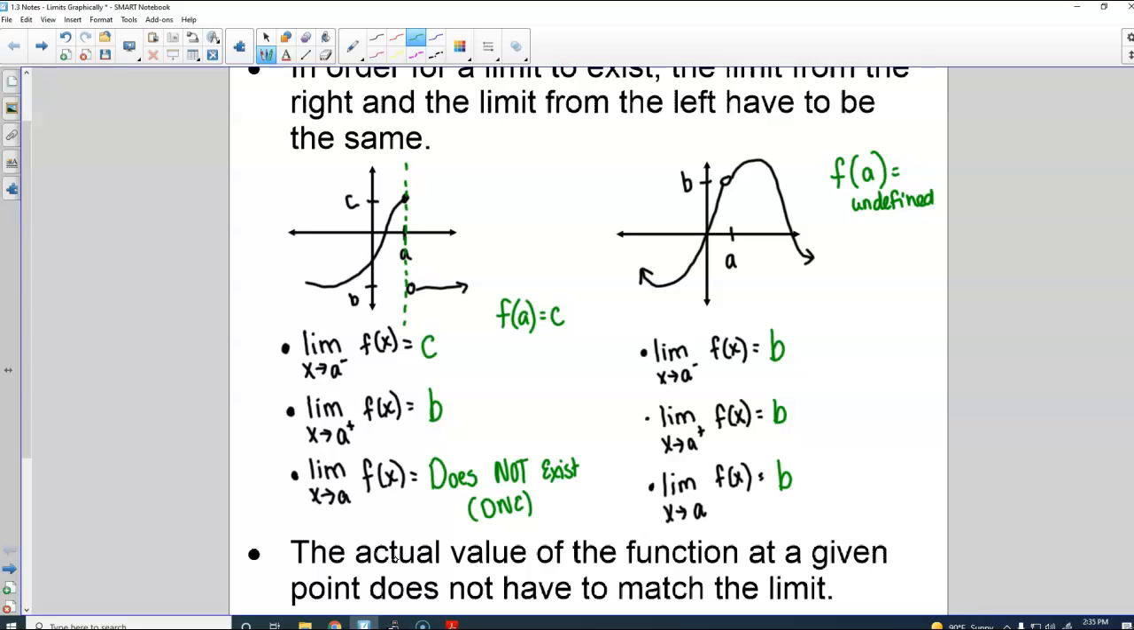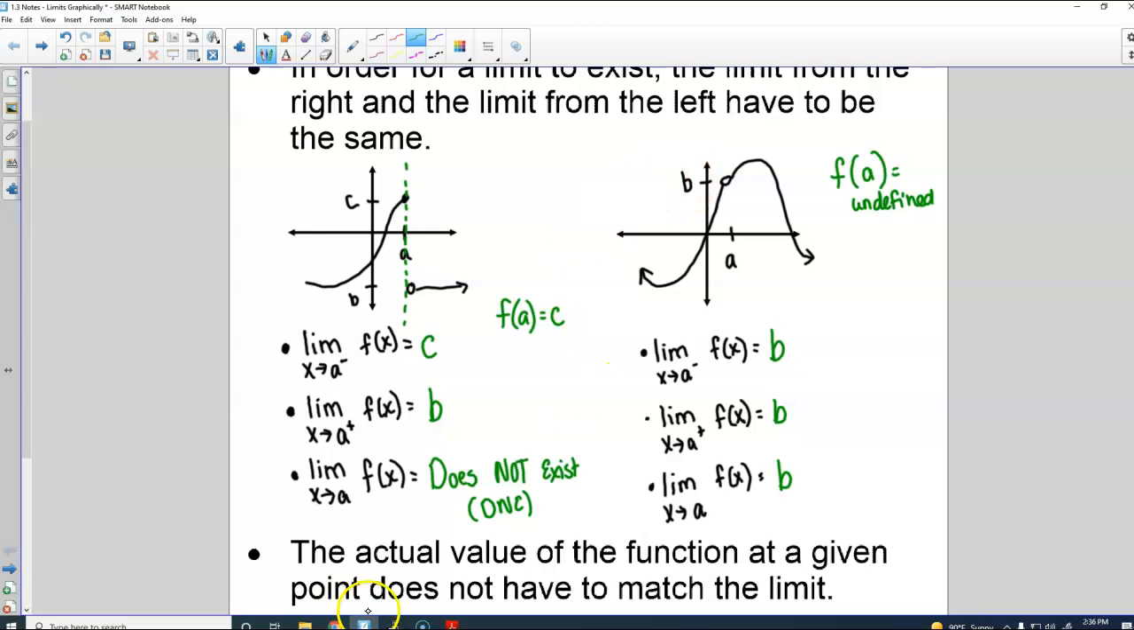So if this happens, it doesn't matter, because with limits, I'm not making it up, I promise. With limits, you're not actually at A, you're approaching A. So as you get closer and closer and closer, what value do you get closer and closer to? You might not ever get there. They may not actually meet exactly, but it would be B here.